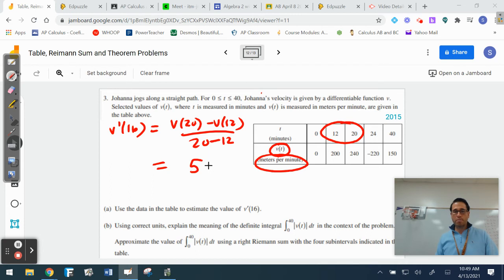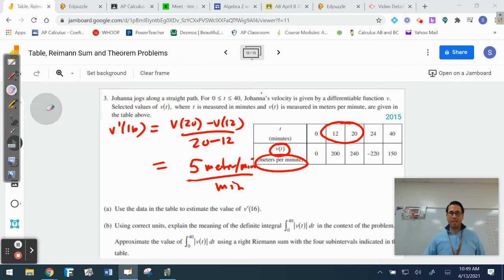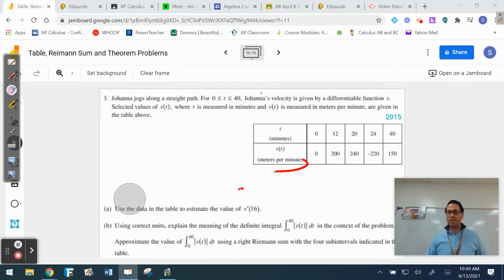Now that would be meters per minute on top, and on the bottom, I got minute. Did they ask me for units? They didn't, but that would be 5 meters per minute squared. Now you won't get penalized if you get the units incorrect, but it's helpful to always put units just in case they ask for it.